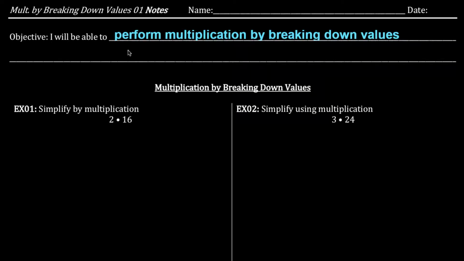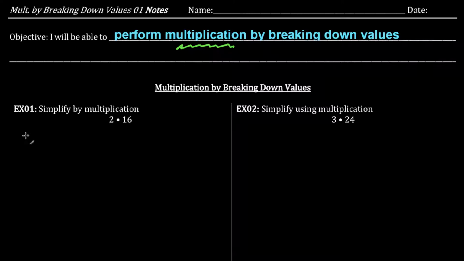Alright, so in this video we are going to perform a multiplication this time by breaking down values. So in example 1, it says we want to simplify by using multiplication. So let's think about multiplication to begin with. 2 times 16, you can think about this as two different ways.